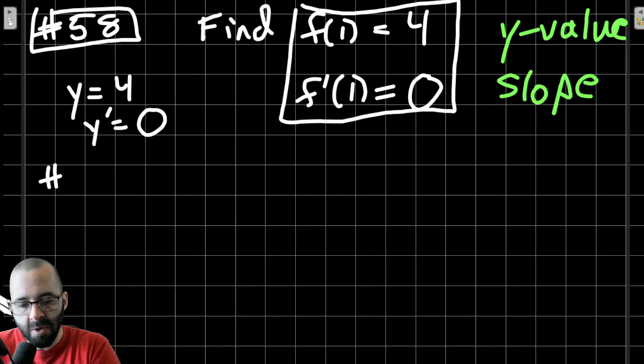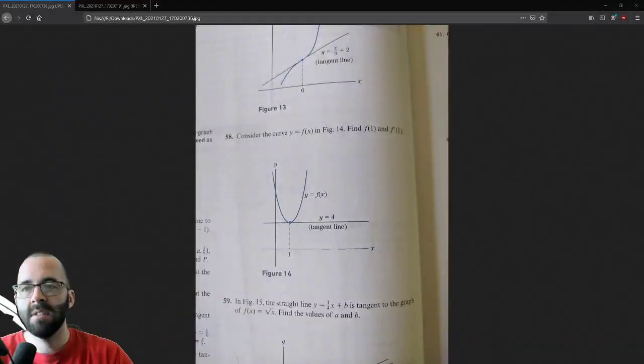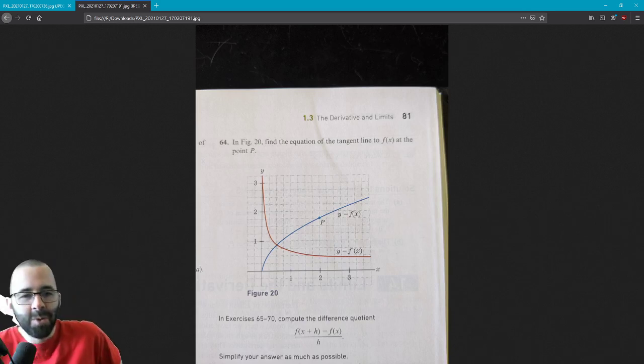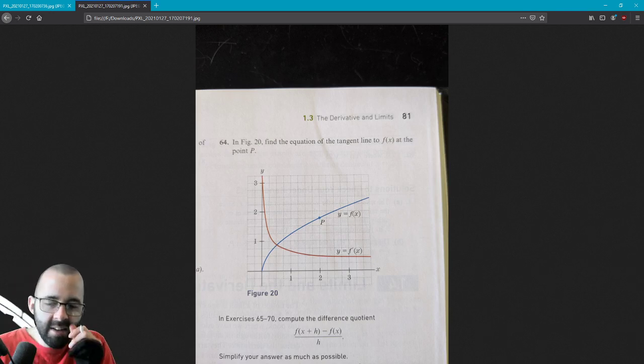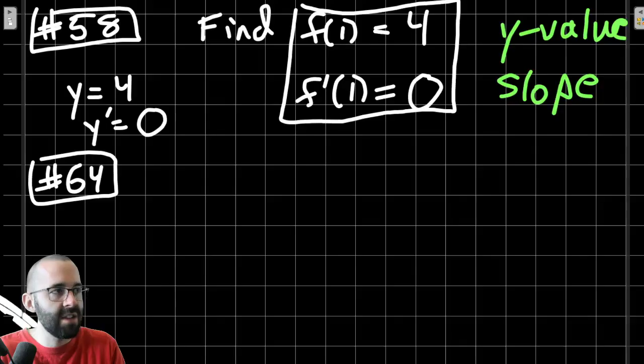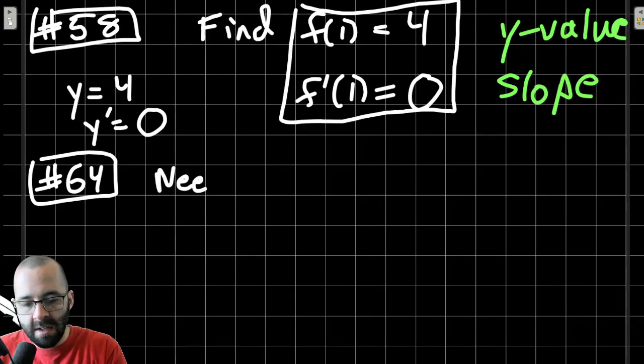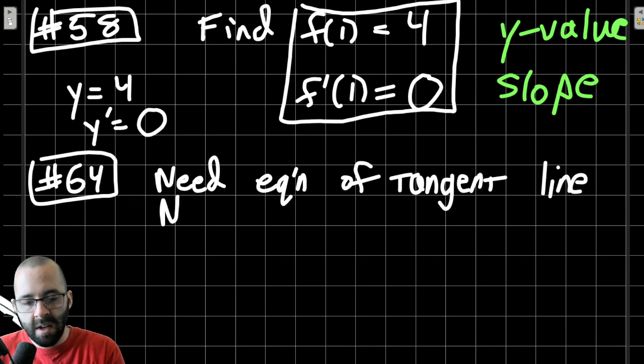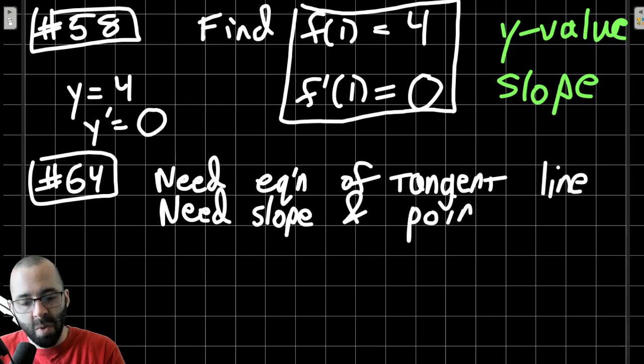We're also going to be looking at 64, which is this one. Find the equation of the tangent line to f of x at the point P. So just like in the last video, right? We need the equation of the tangent line. Okay? So, right, what do we need for the tangent line? That means we need a slope and a point.